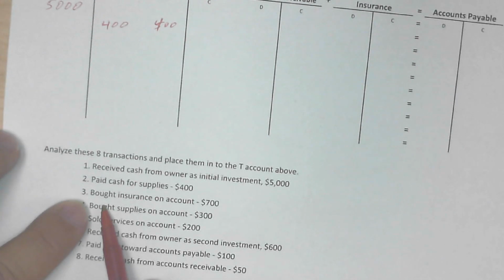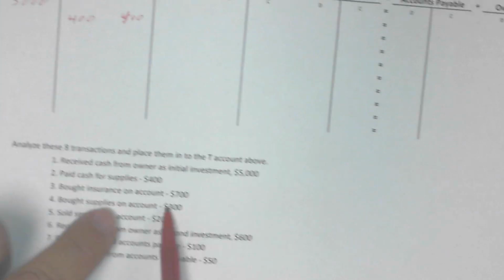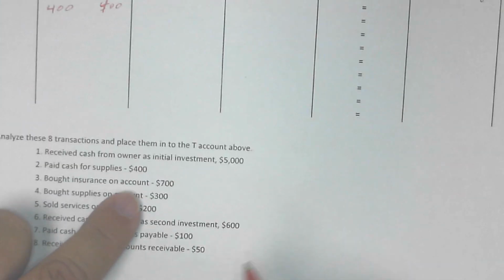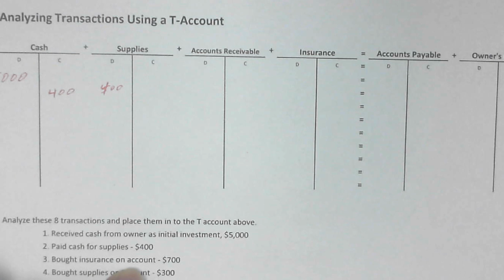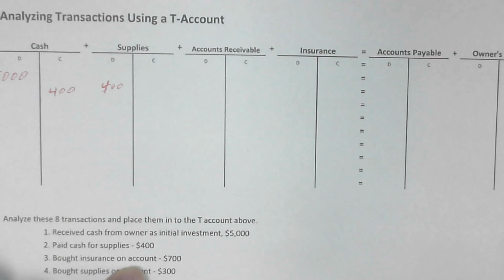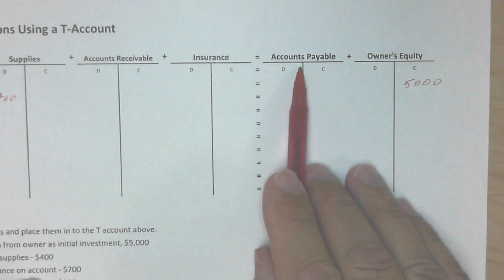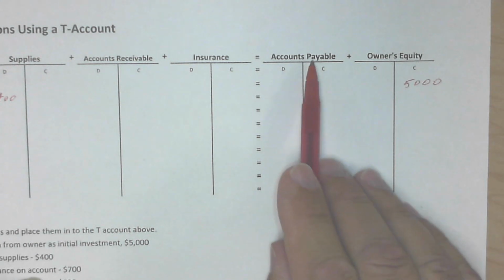Okay, so now we bought insurance on account for $700. So when we buy something on account, that's money that we're going to have to pay out eventually. So that's our accounts payable. So you're going to make that connection: we've got to pay the money out, payable.